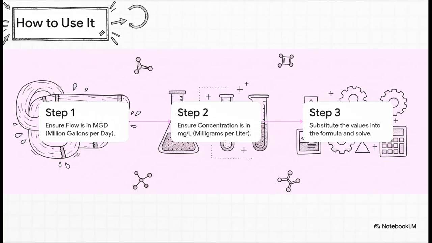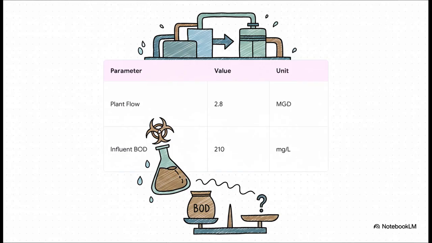The process is super straightforward. First, you get your flow, and you've got to make sure it's in MGD. Second, you get your concentration, and make sure it's in mg per L. Getting those units right is critical. And third, you just plug those numbers into the formula and solve. All right, here's our scenario. We've got a treatment plant, and its daily flow is 2.8 million gallons. The lab sends back a report, and the concentration of a key pollutant, we'll call it BOD, or biochemical oxygen demand, is 210 milligrams per liter. So the question is, how many pounds of BOD is this plant dealing with?